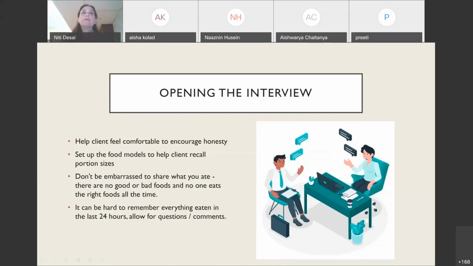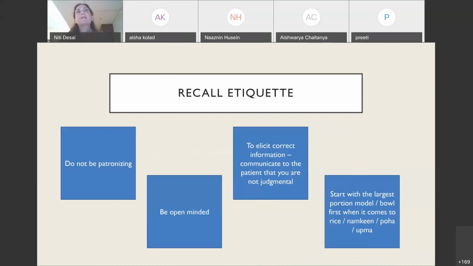Of course, it can be hard to remember everything eaten in the last 24 hours. So allow them some time to think, and allow time for questions where we might have to probe more. The recall etiquette tells us that we should not be patronizing, should be very open-minded to elicit correct information, and should communicate to the patient that we are not judgmental. Most importantly, when talking about portion sizes, start with the largest portion model, the largest bowl first, whether it is rice, namkeen, poha or upma. When we're talking about chapatis, show the largest size.